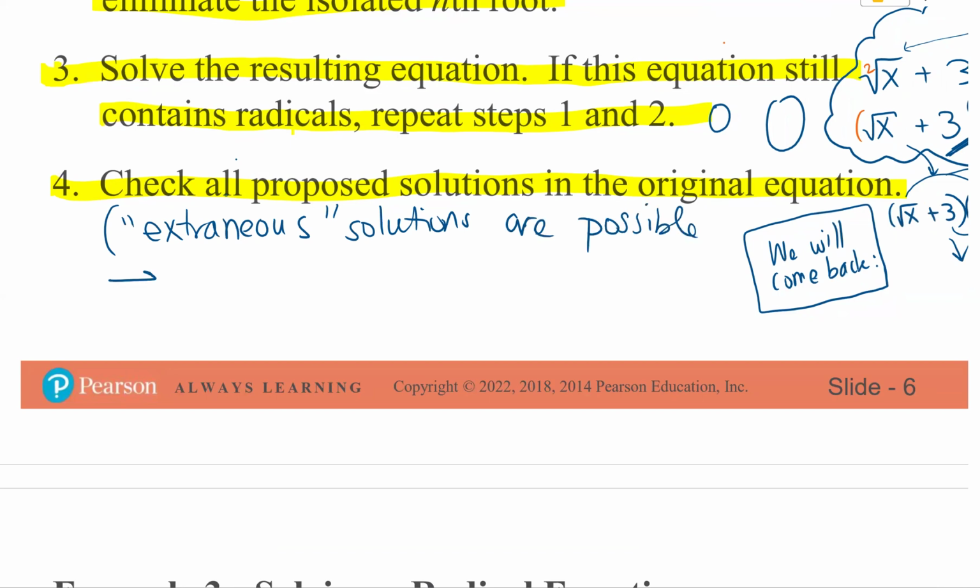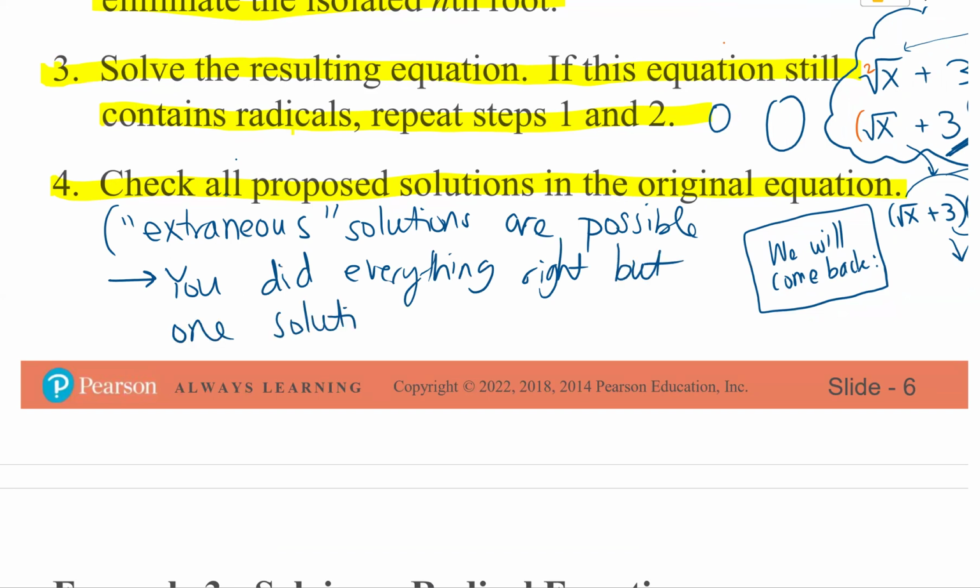Meaning, it means you did everything right. You did all the steps right. You solved everything right, but one solution doesn't check out. And that happens with these sometimes.